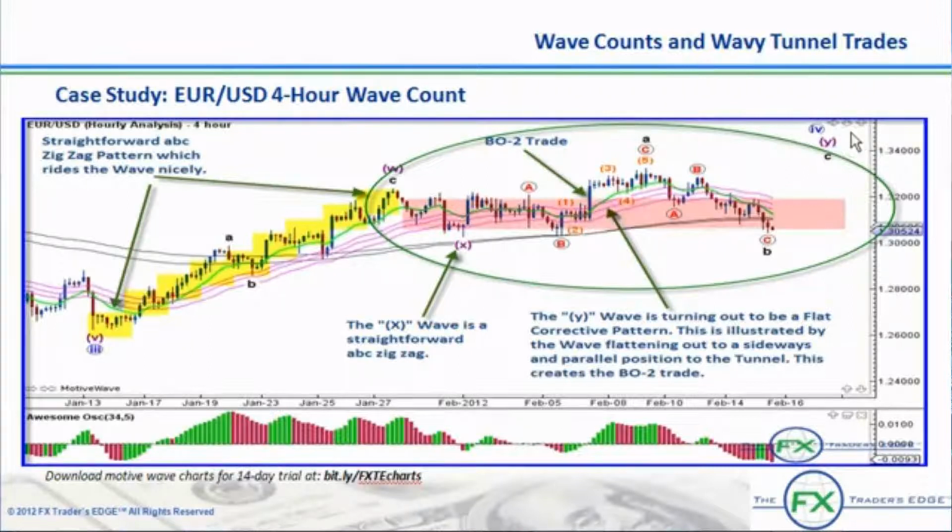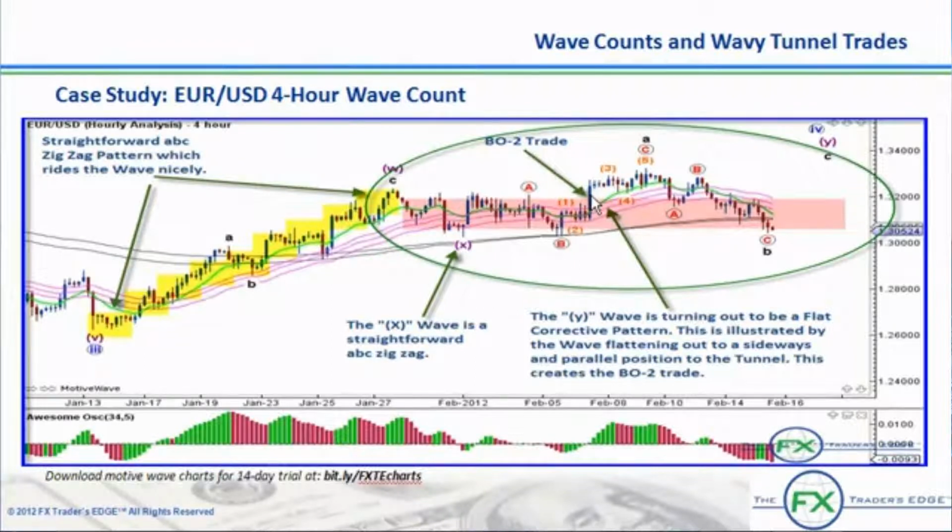The Y wave is turning out to be a flat corrective pattern with the A, the B, and the C. This is illustrated by the wave flattening out to a sideways and parallel position to the tunnel. This creates the breakout 2 trade in this position right here.